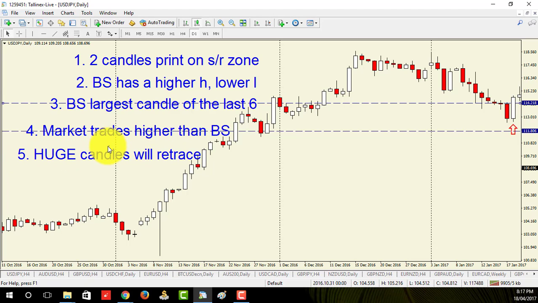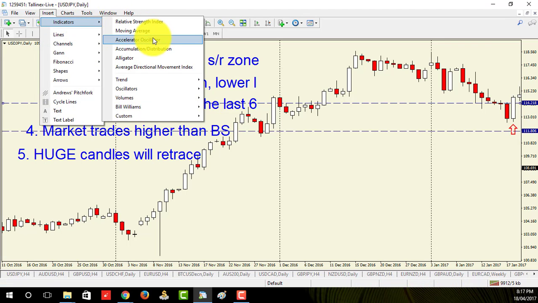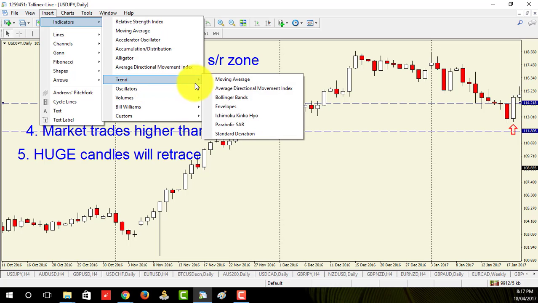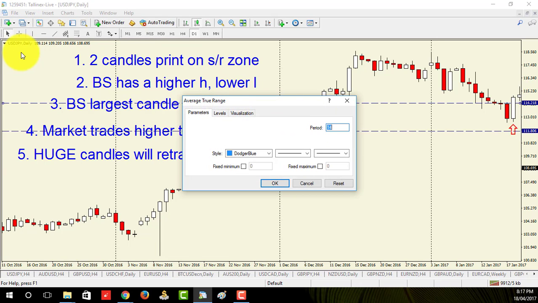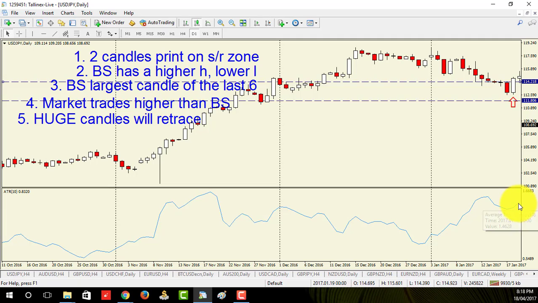So even though we want it to be the largest candle of the last 6, here's how you test this. You might have to use an indicator, even though I cringe. But I'm just going to give you an example of what you might do here using the average true range. I've got the daily chart here, so I might look at the last 10 days, which is the last 2 trading weeks, and I see that the average true range is about 146 pips.